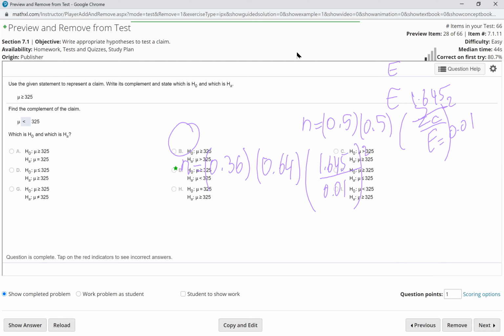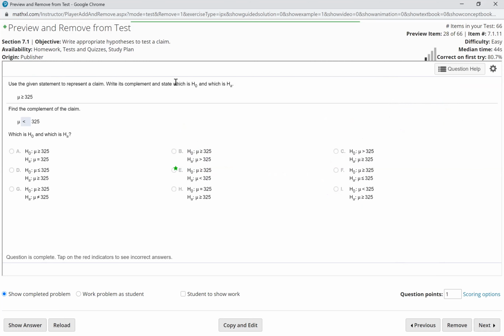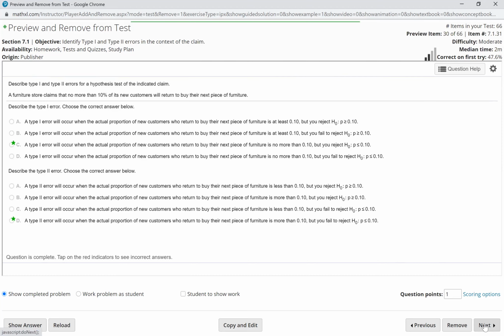Okay, we are in chapter 7 now. Use the given statement. Okay, it's just to find a complement, so greater than, the opposite to it is less than, and then select it right here. This should be a 10-second question, guys. Same thing. You need to know what type 1 and type 2 errors are. Type 1 is when you reject the null hypothesis when it is actually true. And type 2, when you fail to reject the null hypothesis when it is actually false.